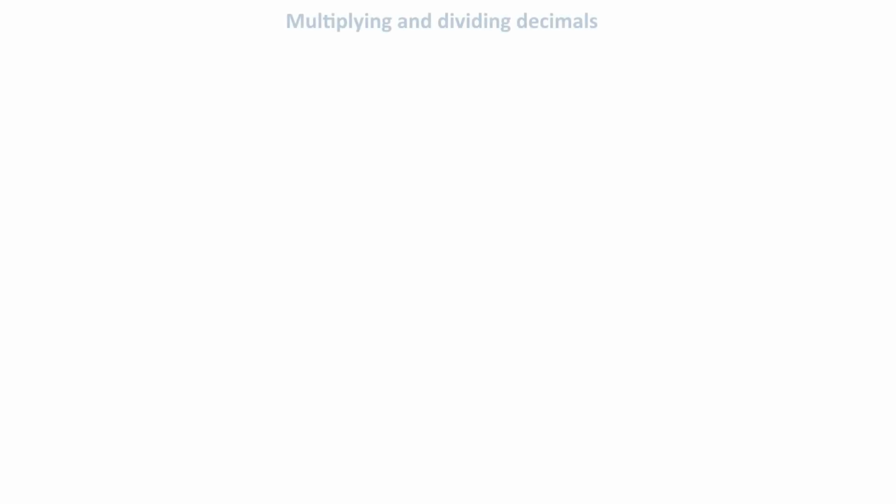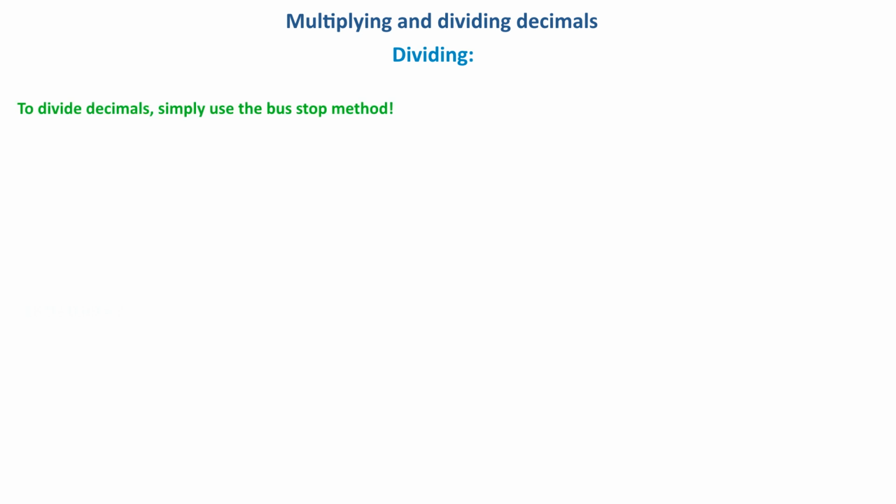So far we've learned how to multiply, add, subtract and divide whole numbers. But what about decimals? Now we need to learn how to multiply and divide decimals. We'll start with dividing. Now this is really simple because to divide decimals we just use the same bus stop method that we've been using for whole numbers. All that we need to do is, just like before, make sure that all our place values and decimal points are in line with each other and it will work out fine.